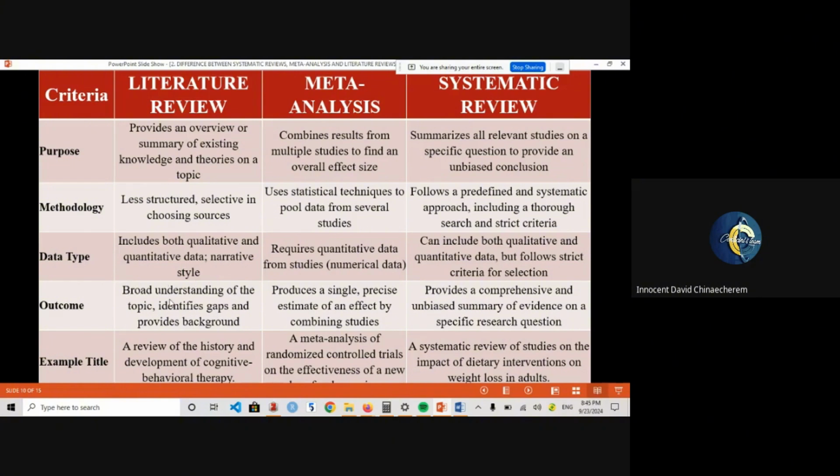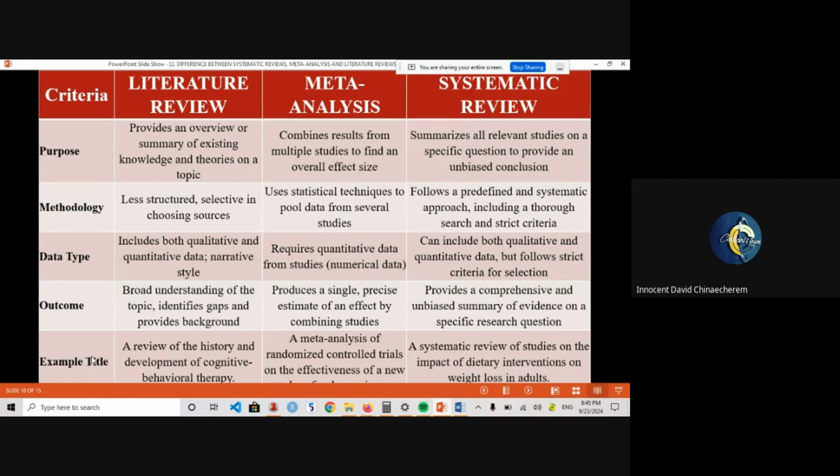Contrary to here, where you want to do a literature review on the prevalence of cancer in Nigeria, and you want to review risk factors, you want to review psychosocial determinants, you want to review a lot of things, you want to go broad in your outcome. But here, it's just a single estimate. And a systematic review is almost similar to a meta-analysis, but in this case, it provides a comprehensive and unbiased summary of the evidence on a specific research question.